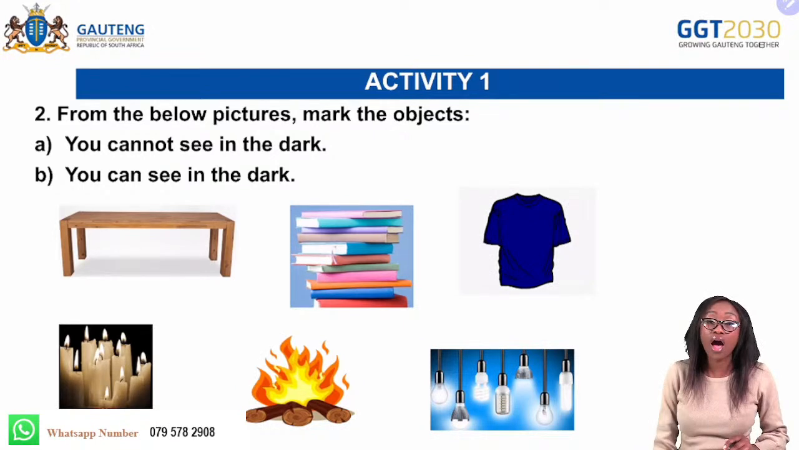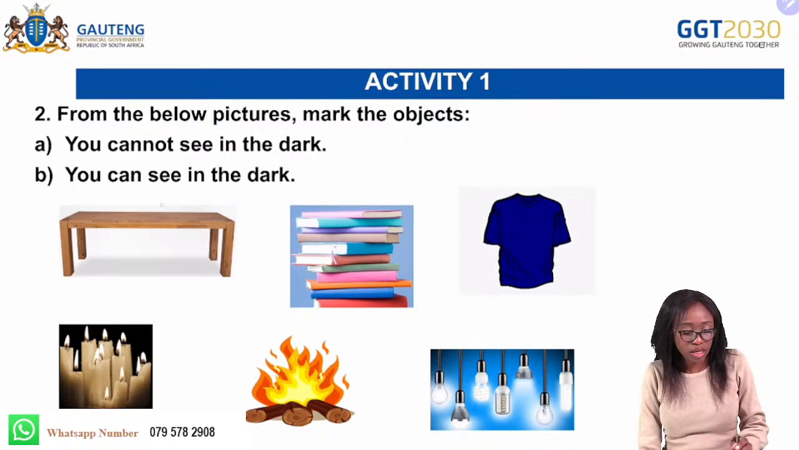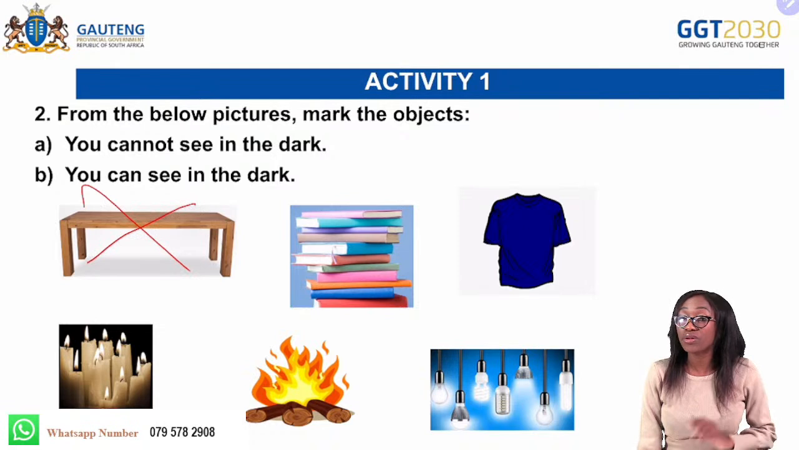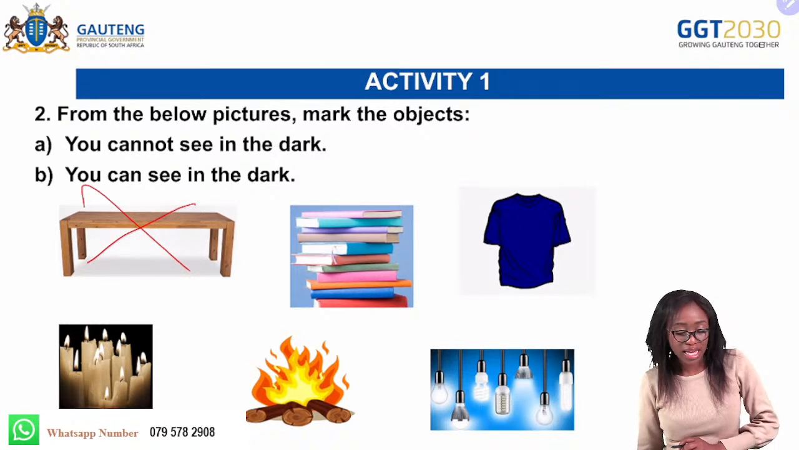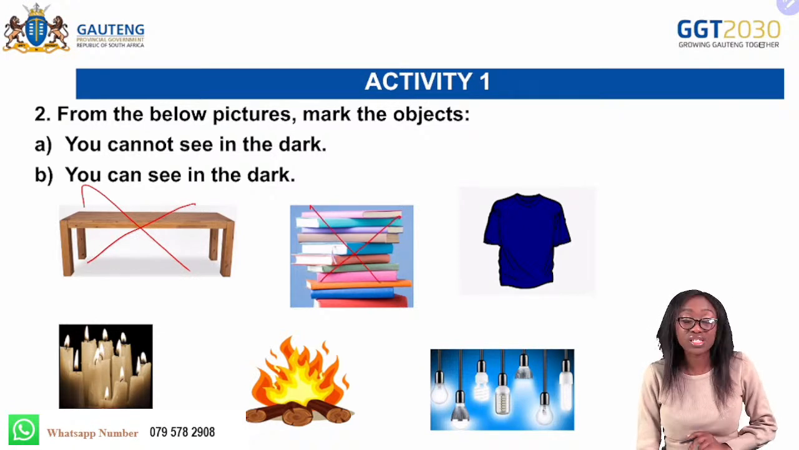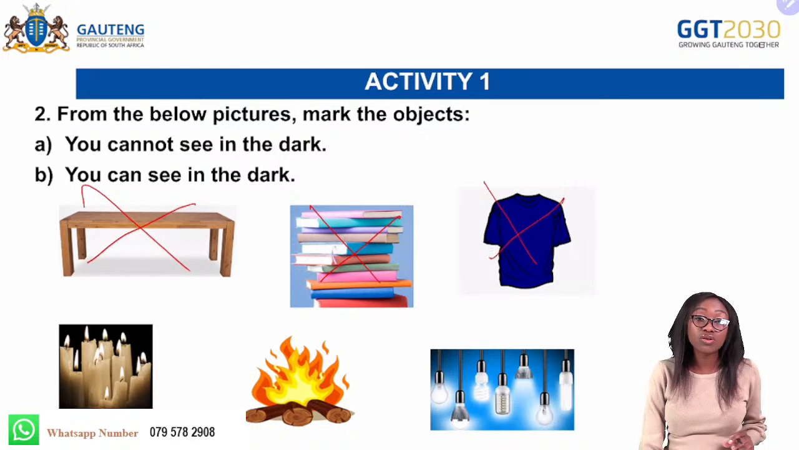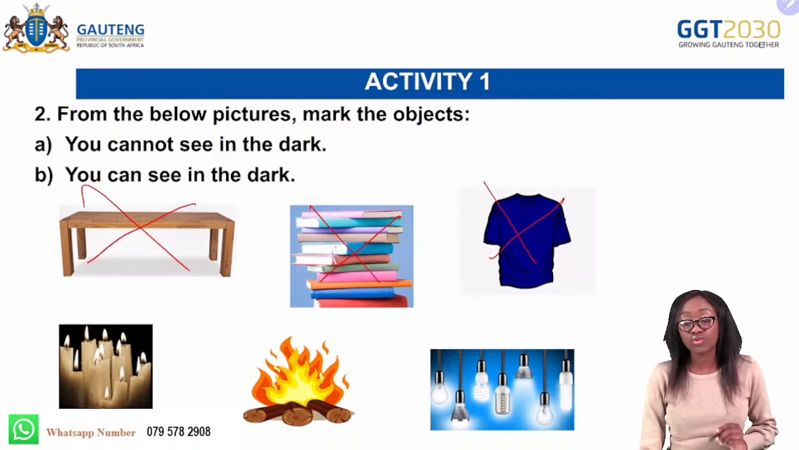So here are the objects. You won't be able to see the table in the dark. You will not be able to see the pile of books in the dark. And you will not be able to see the clothes. On the previous slide, I had clothes. So you're most likely to bump into any one of these things.